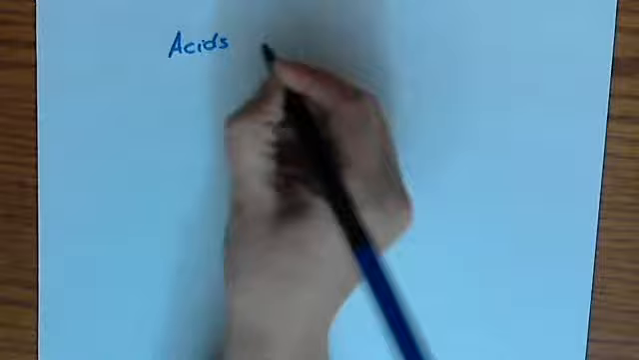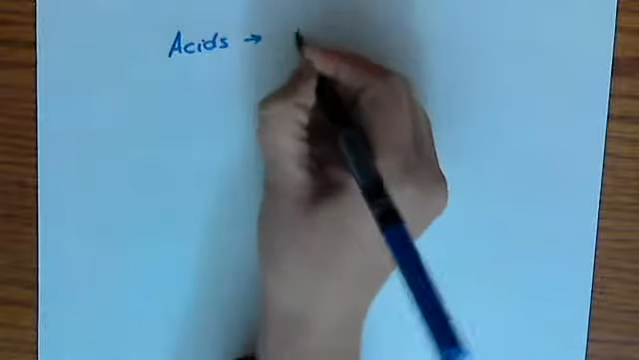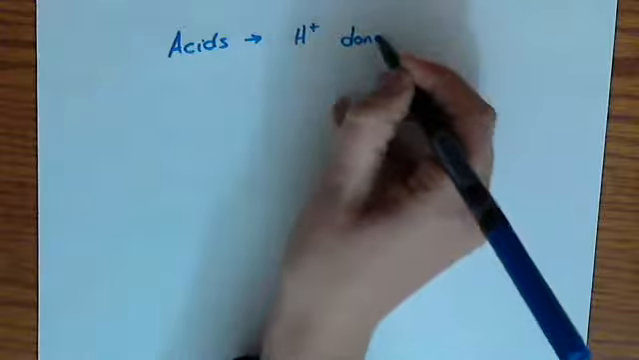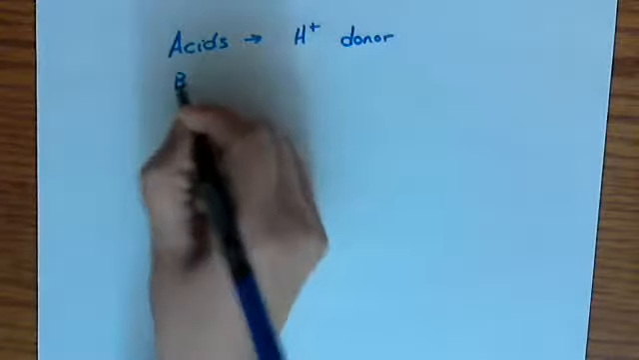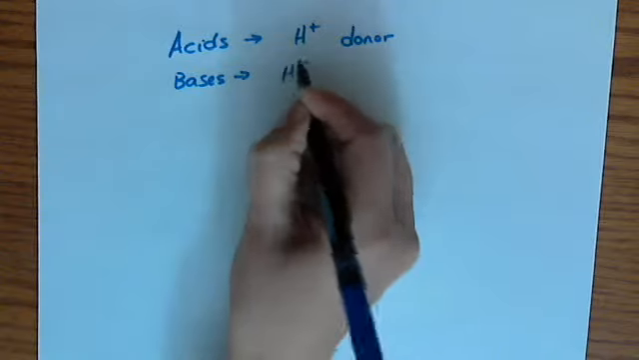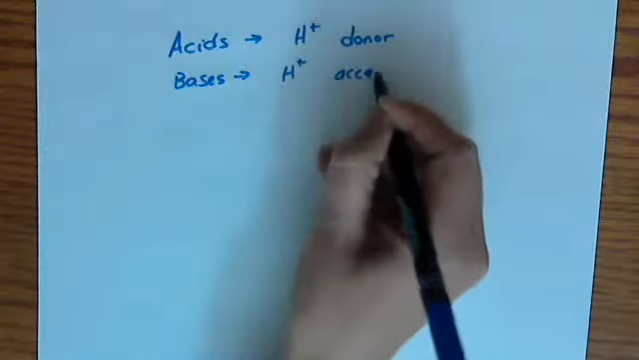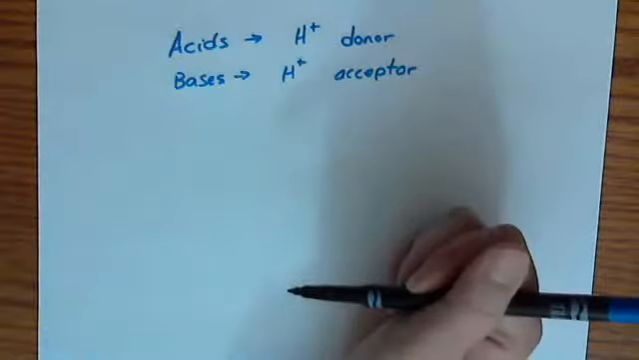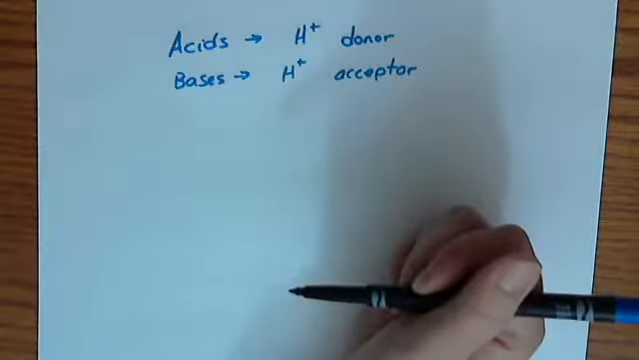Acids, remember, are going to be things that donate a proton, or an H+ donor. Bases are kind of the opposite. Bases are going to be a proton acceptor. Things that you can add an H+ onto are going to be known as bases.